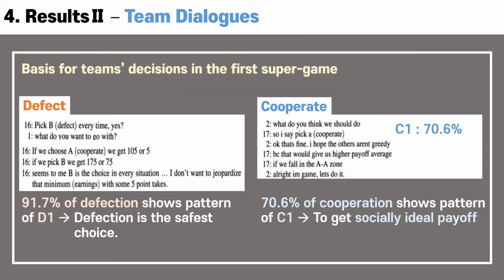For teams on a defective path, 91.7% of them showed a dialogue pattern of D1, which states that defection is the safest choice. And it is partially correct. Defection is the dominant strategy in Prisoner's Dilemma game. Among teams on a cooperative path, 70.6% of them showed a dialogue pattern of C1, which views the game from a utilitarian perspective: if we cooperate, they also will. Here, the keyword is not rationality, but rather ideal and sociality.